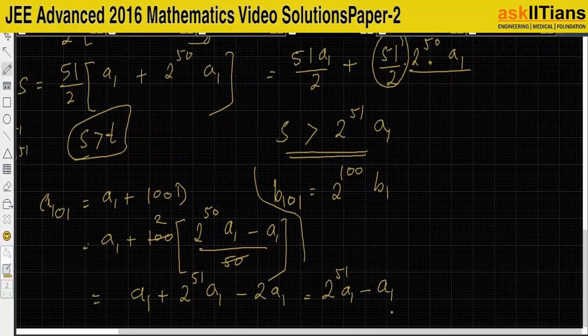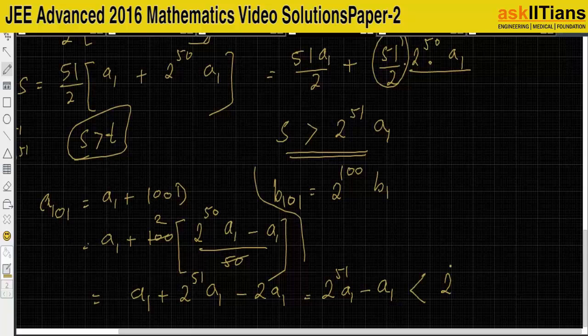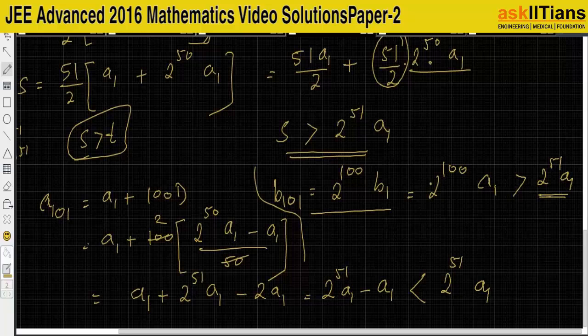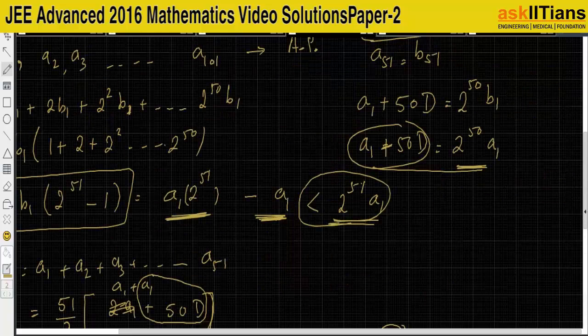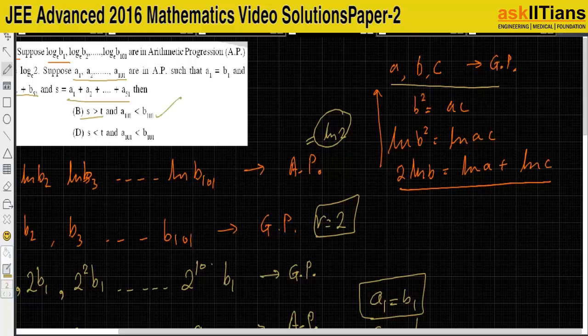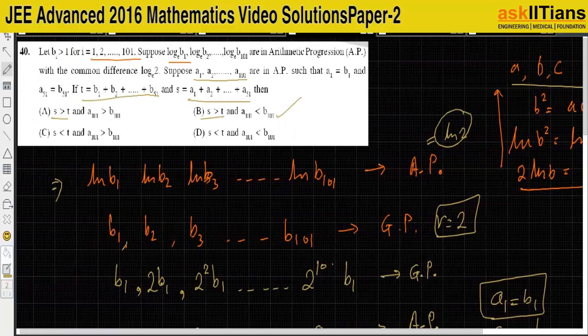So from here again I can see that this term a101 is lesser than 2 power 51 into a1, and b101 is 2 power 100 into a1. b1 is equal to a1, right? So this term is obviously greater than 2 power 51 into a1, right? It's 2 power 100, so it will obviously be greater than 2 power 50, right? So obviously we can say that b101 should be greater than a101. So the right answer for this question will be b101 is greater, so answer will be option B. Answer will be option B.